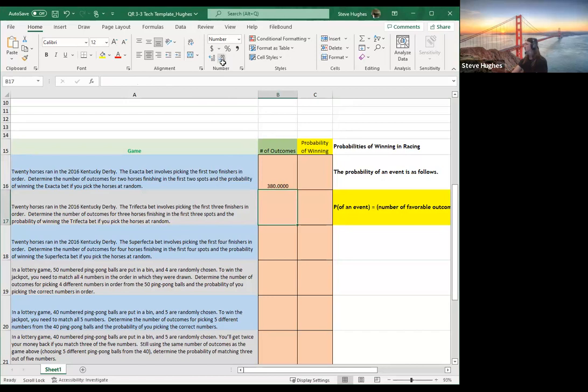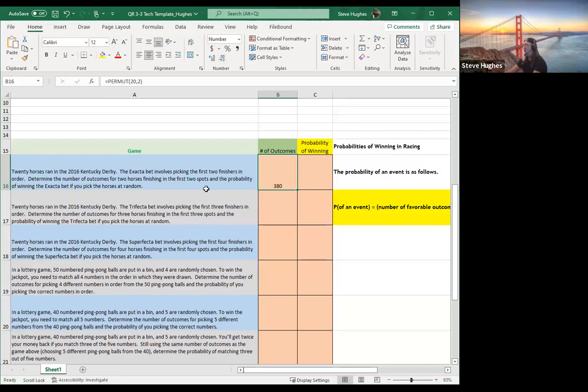You can put it where you want. It doesn't matter. 380 is fine. All right, so that's the first one. I chose permutation because order matters. I chose 20 because that's the number of horses I have to choose from. I chose 2 because that is the number of horses I'm choosing in that order.